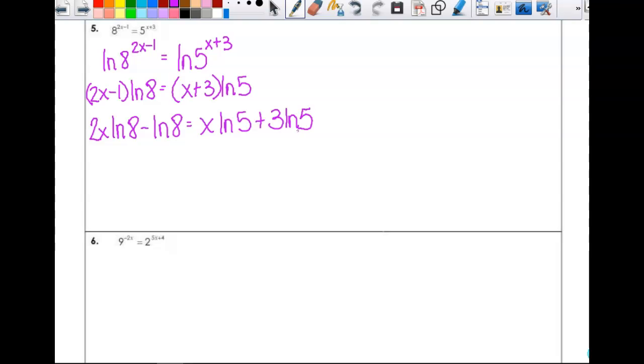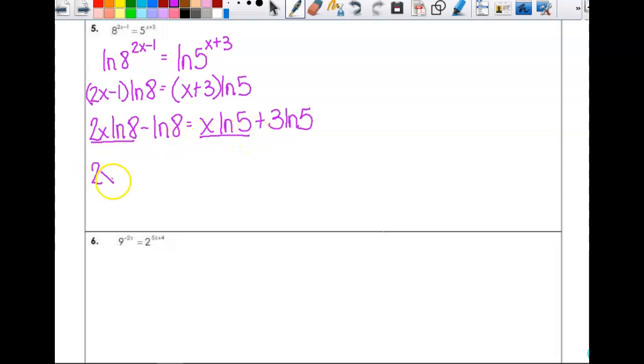Now, just like any other equation that you've ever solved ever, whatever variable you're trying to solve for, you want to put all those terms with that variable in it on one side and everything without that variable on the other side. So I'll put all my x's on the left. So this is an x term right here, and so is this. So I'm going to subtract this over here.